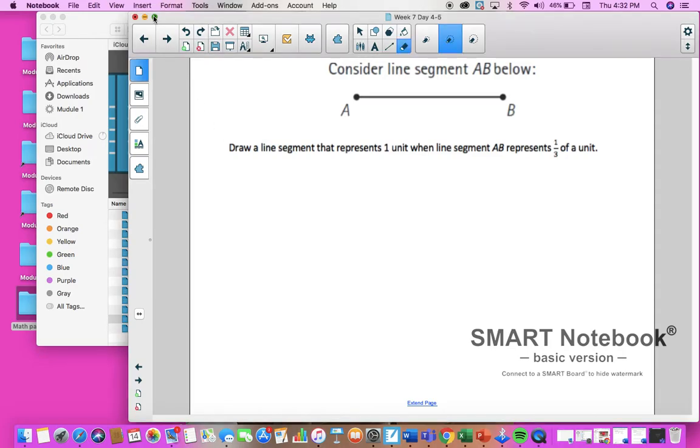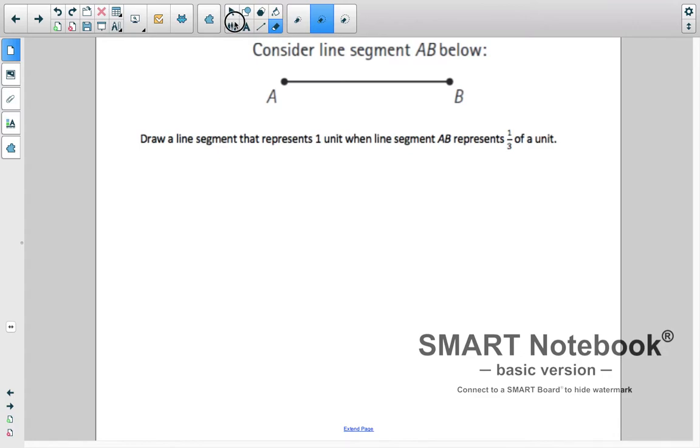We're going to go over week 7, day 4 and 5. This lesson is a little tricky, so we're going to try to go through it slow together. Below it says, draw a line segment that represents 1 unit, when line segment AB represents 1/3 of a unit. First of all, we have to figure out what this word unit means. When it's talking about 1 unit in this sentence, it's talking about a whole.